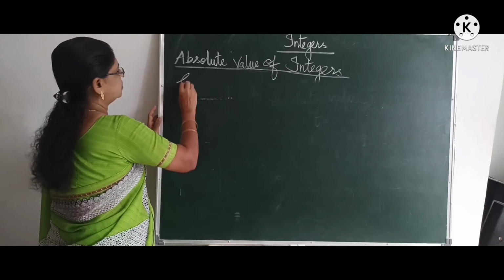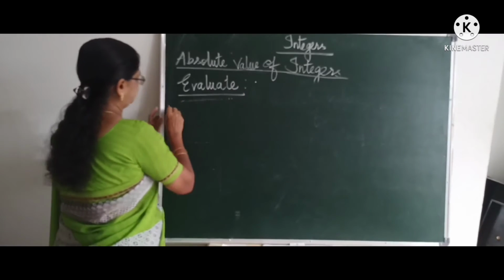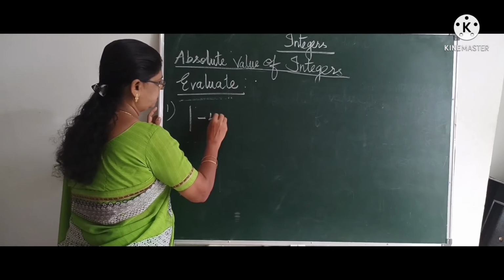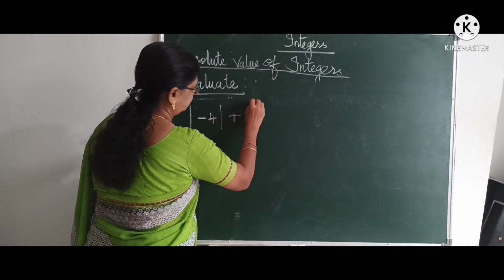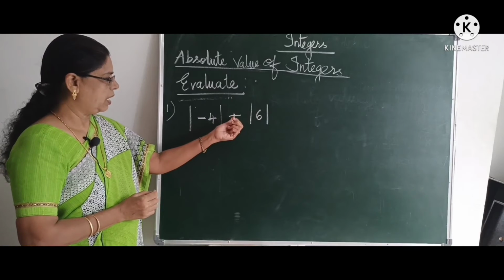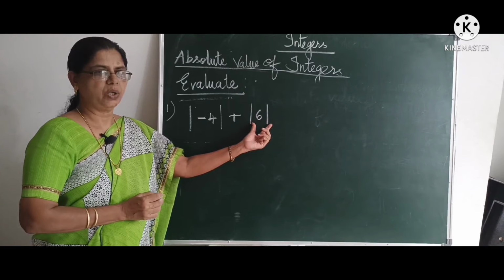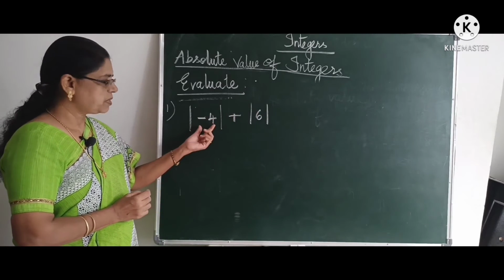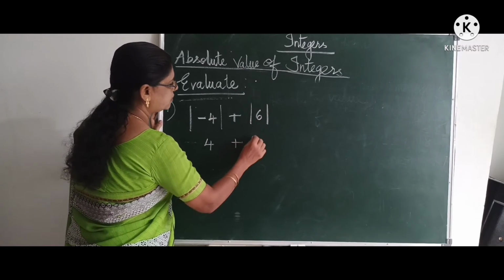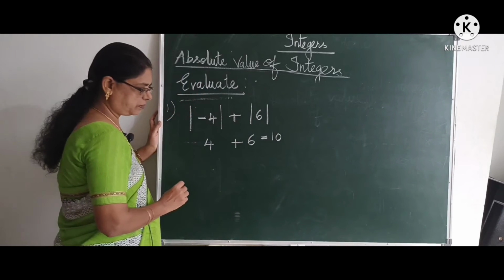Now we are going to solve some sums. You are asked to add the absolute value of minus 4 and the absolute value of 6. What is the absolute value of minus 4? It is 4. And the absolute value of 6 is 6. What is 4 plus 6? 10.